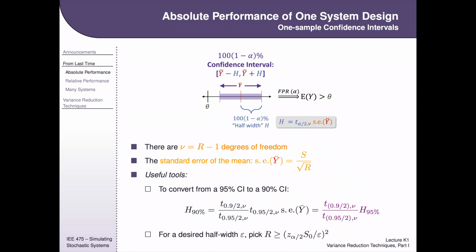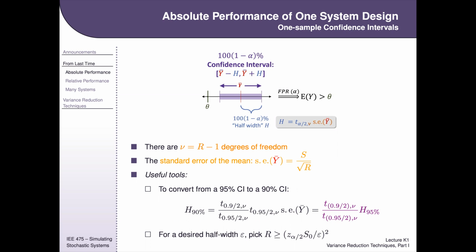If you've calculated a 95% confidence interval and somebody says, actually, I wanted a 90% confidence interval, you can do this little scaling here where you can take that 95% half-width and scale it. You basically divide by the critical t value for the 95% confidence interval and then multiply by the critical t value for the 90% confidence interval. And you're in good shape there.